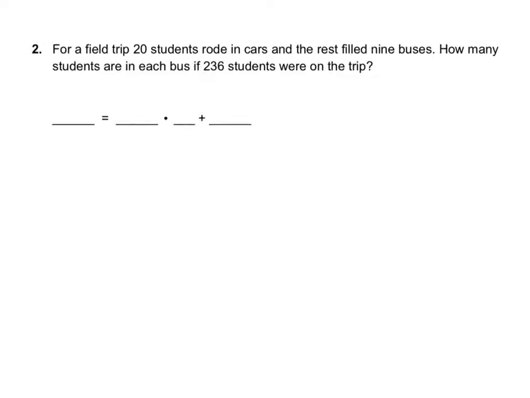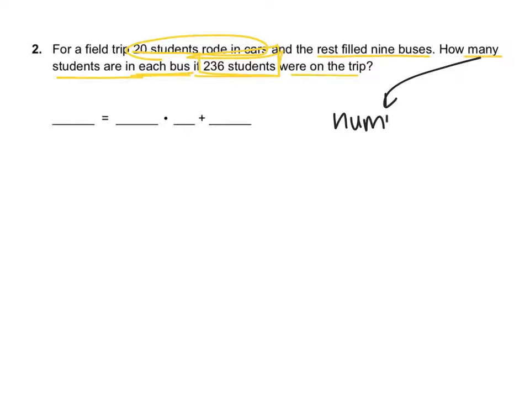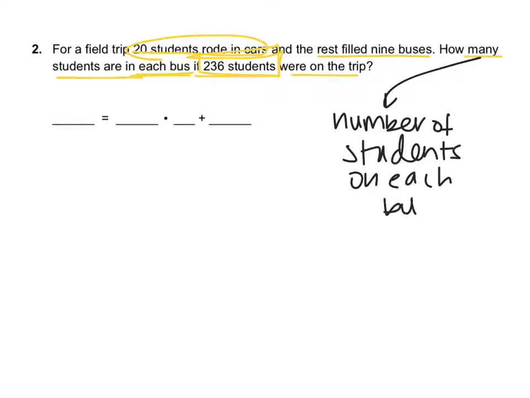Example 2 says for a field trip, 20 students rode in cars. So again, that's important. And the rest filled 9 buses. How many students are in each bus if 236 students were on the trip? Again, we want to identify what we don't know. What we don't know is the number of students on each bus. So we're going to write that down, number of students on each bus, and then assign a letter to that unknown. I'm going to use the letter B for bus.